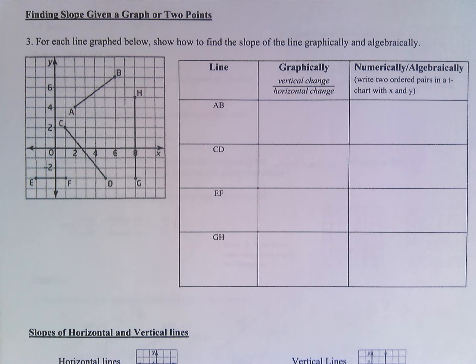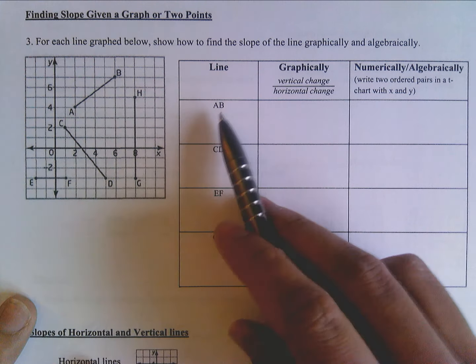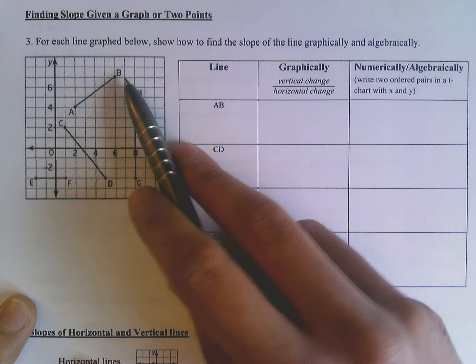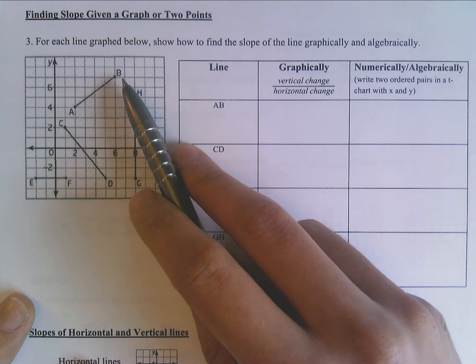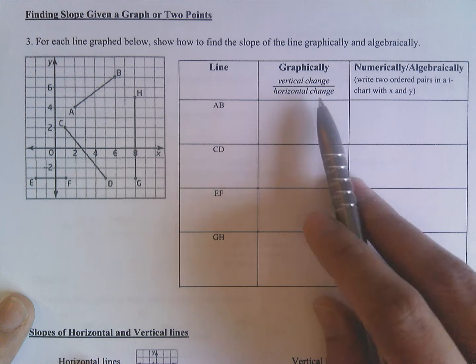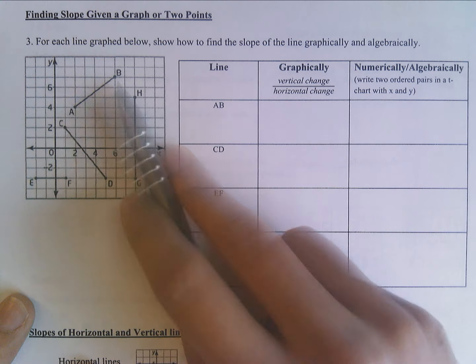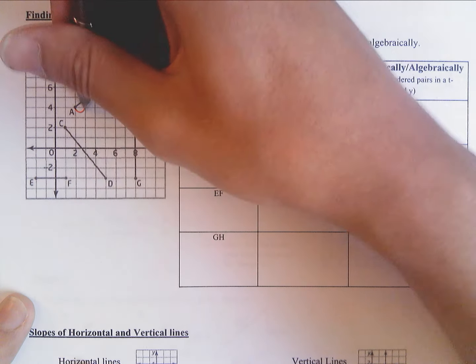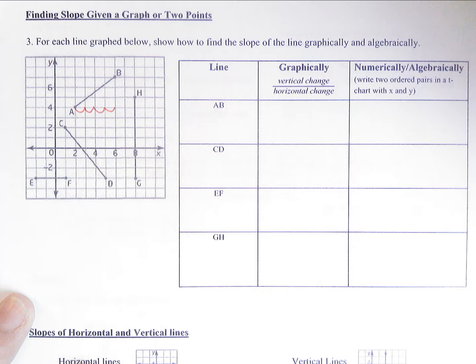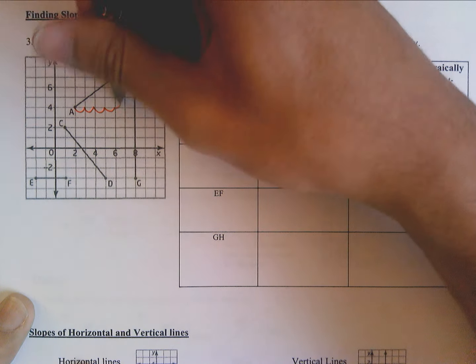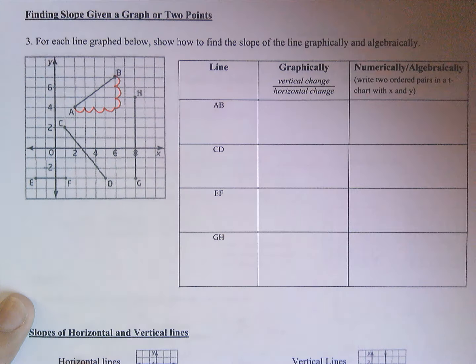Okay, so now I want to find the slope given a graph or 2 points. So let's take a look at line segment AB. So we're looking at this segment here. I want to find the slope graphically, so the vertical change over the horizontal change. Well, to go from point A to point B, we have to move 1, 2, 3, 4 units to the right and 1, 2, 3 units up.